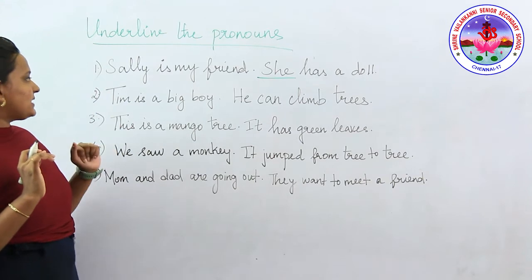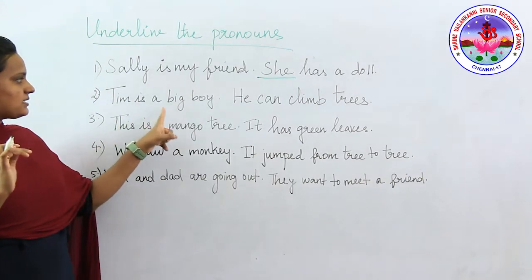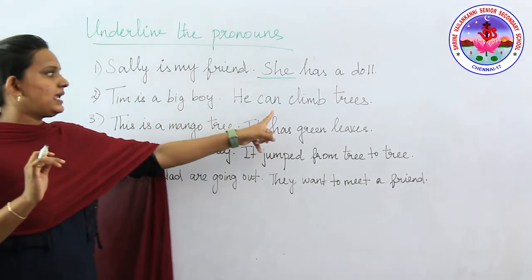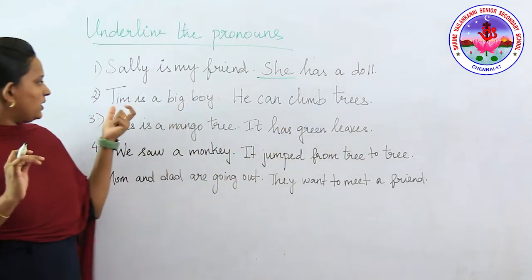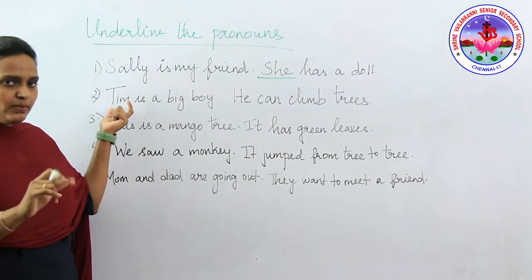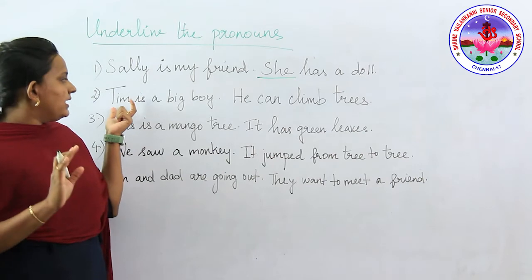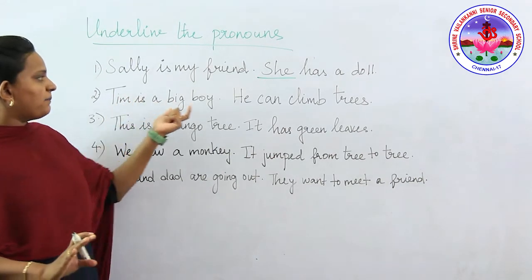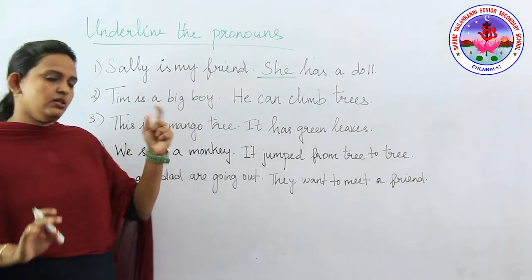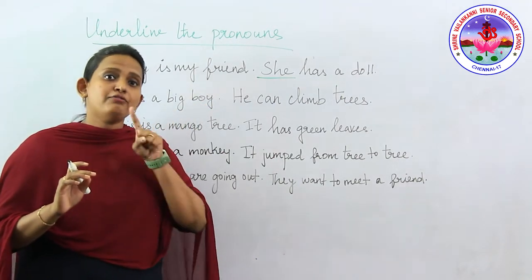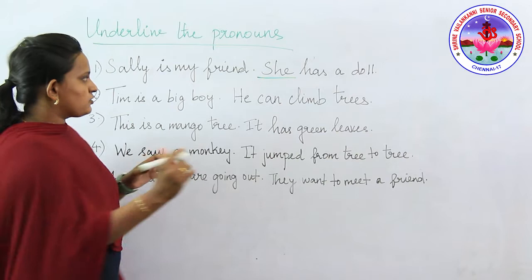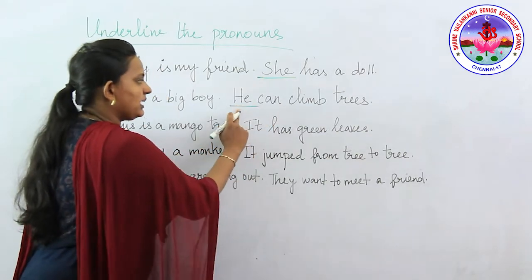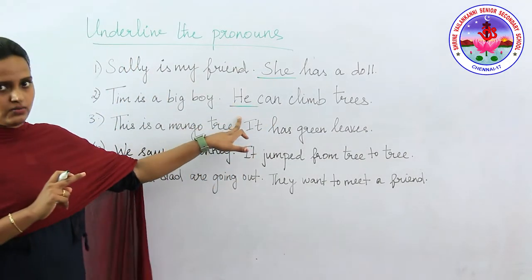Okay, and look at the second sentence. Tim is a big boy. He can climb trees. Here the word Tim is nothing but a noun. It is a naming word. It talks about a male person, a big boy. So for a male person, we have to use the pronoun he. So therefore, I'm going to underline the word he because this is the pronoun.